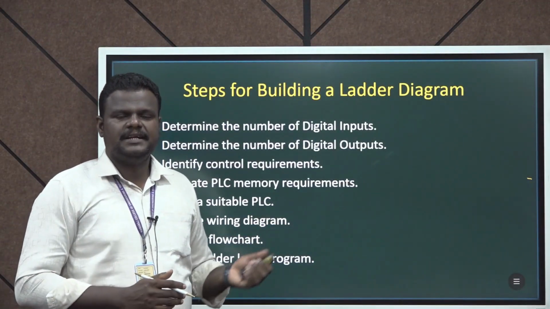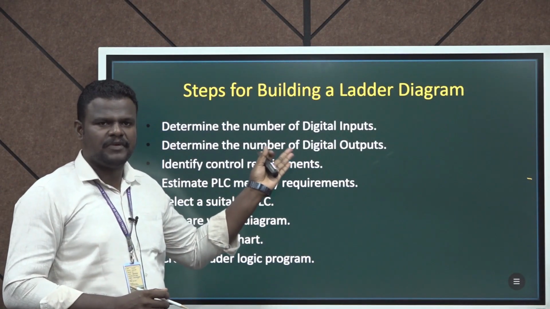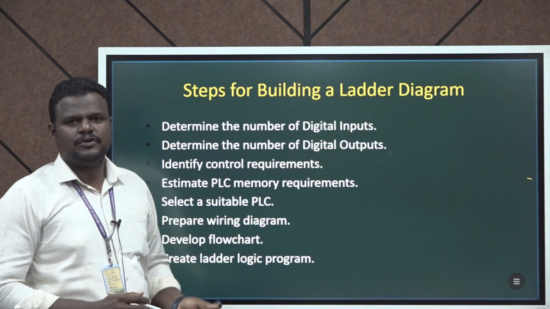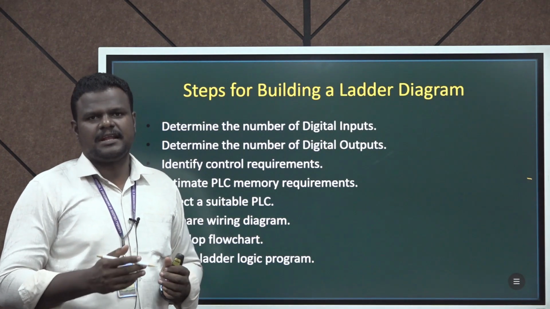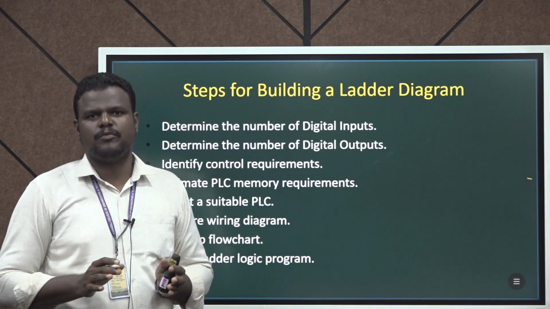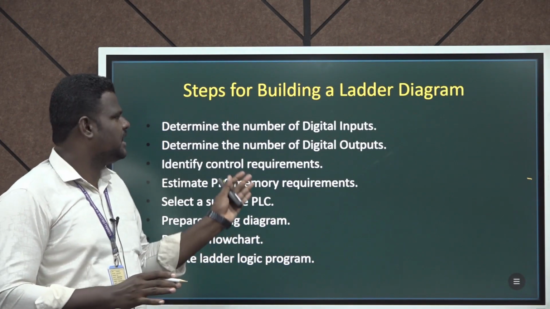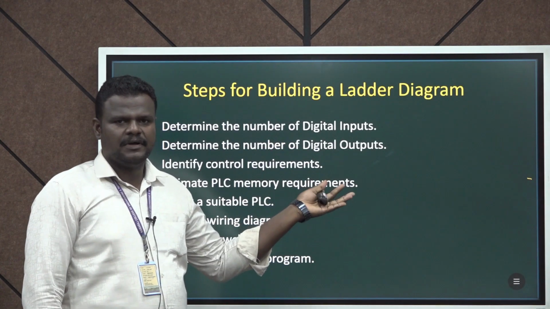Programming of PLC consists of a few steps. The first step is we need to determine the number of inputs and outputs required. Okay. So here we already mentioned we are going to discuss discrete water level monitoring. We didn't discuss the continuous level. So here we do not need analog sensors.